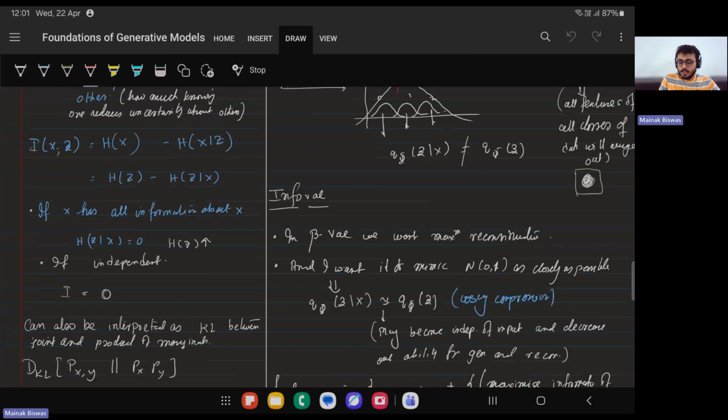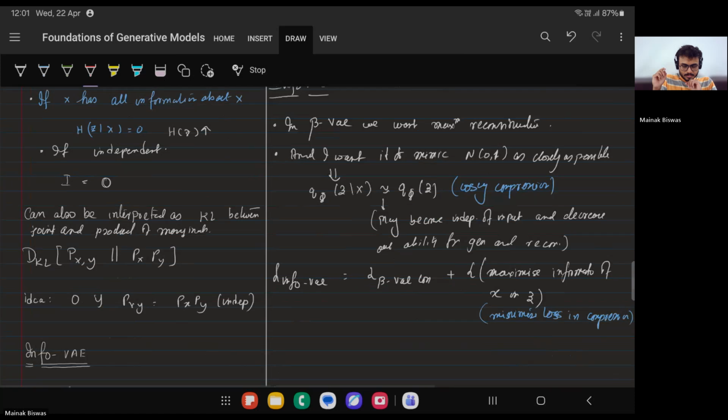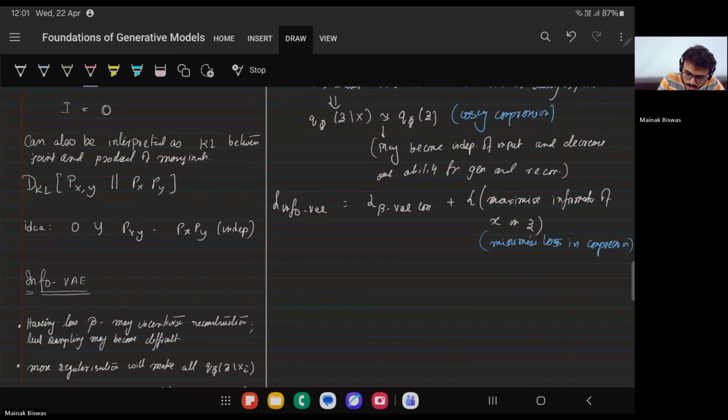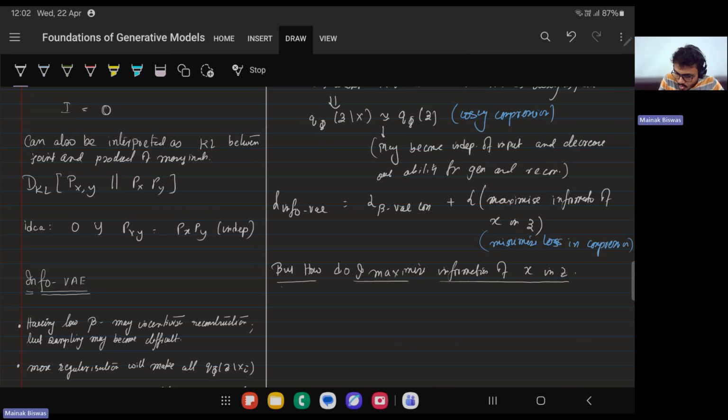Okay, so now what will I do? Let us understand how do I maximize information of X in Z? This is where another information theory term comes in. The information theory term is called mutual information.